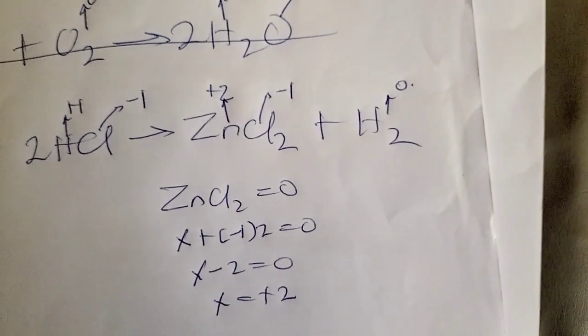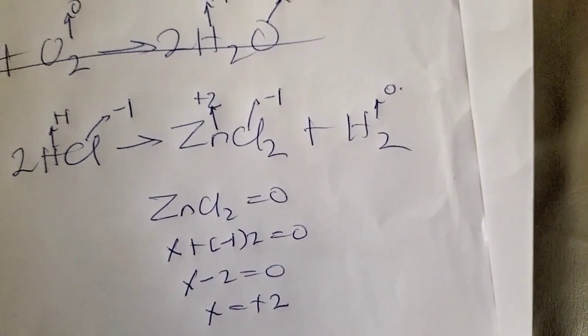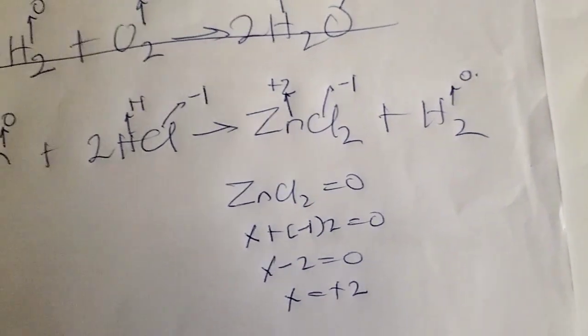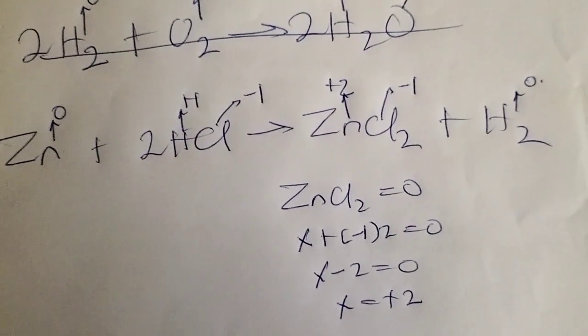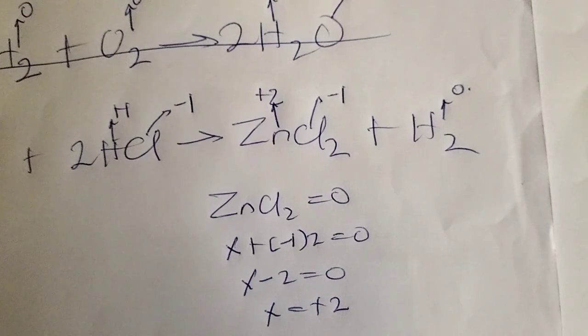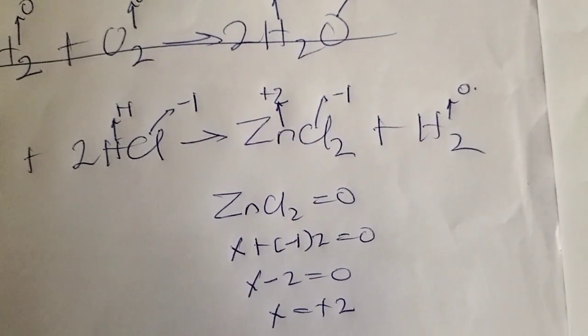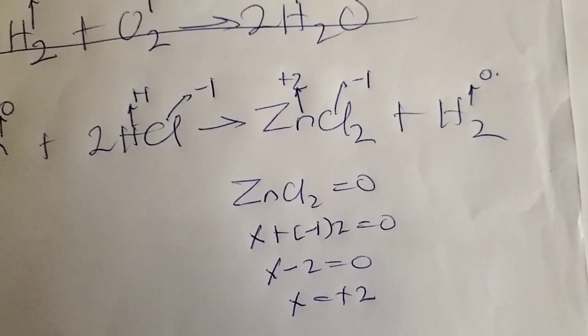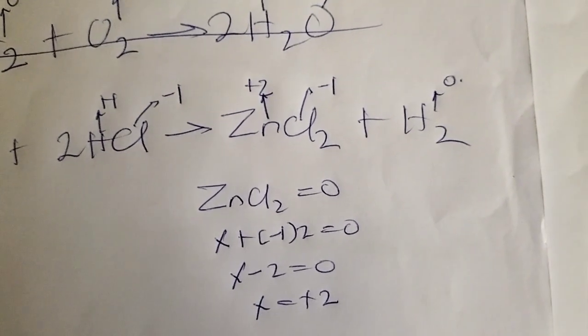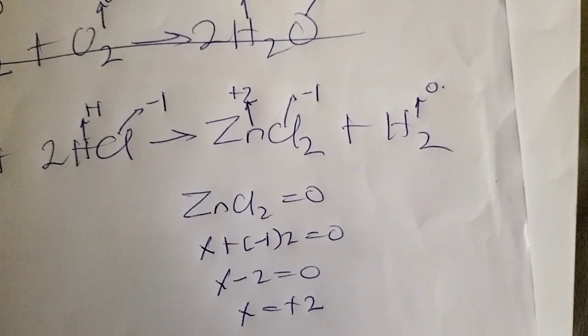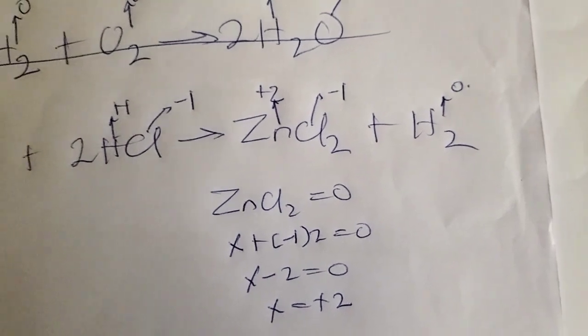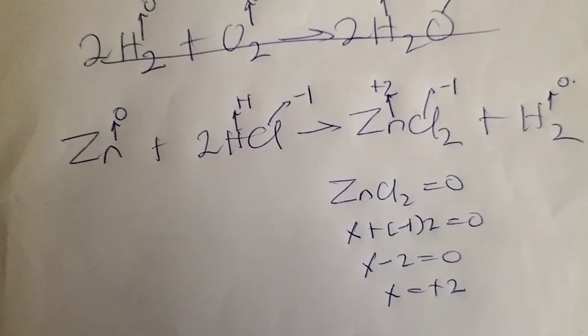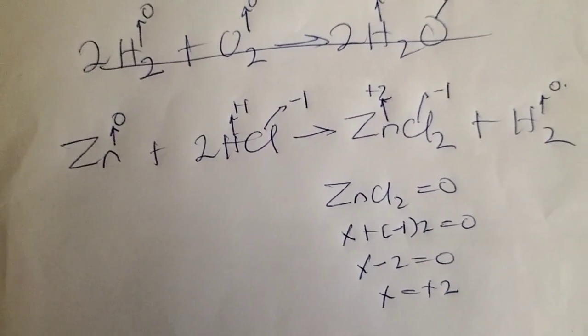Then hydrogen is 0 because it's on its own. It's not combined with any other element. So if you check all the sides, hydrogen is +1 here, and on the other side is 0. So from +1 to 0, hydrogen has been reduced. Chlorine is -1 in HCl and -1 in zinc chloride, so chlorine is neither oxidized nor reduced. The one that's oxidized is zinc, whose value increases from 0 to +2.